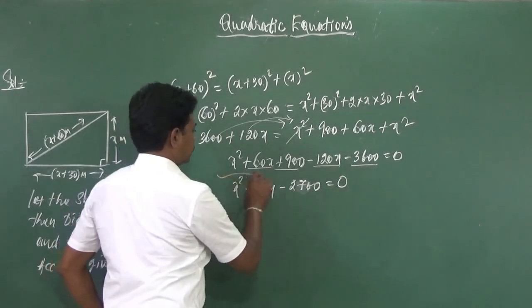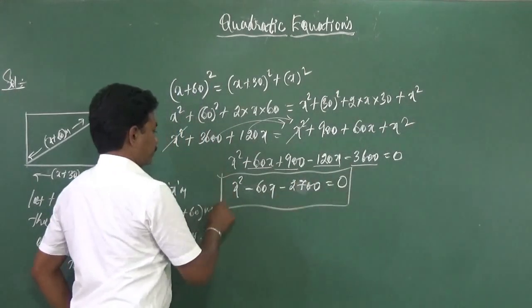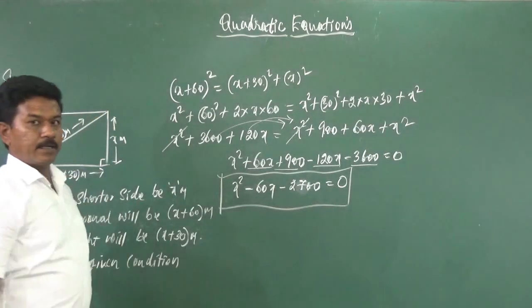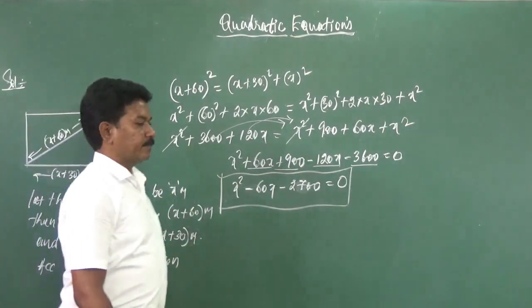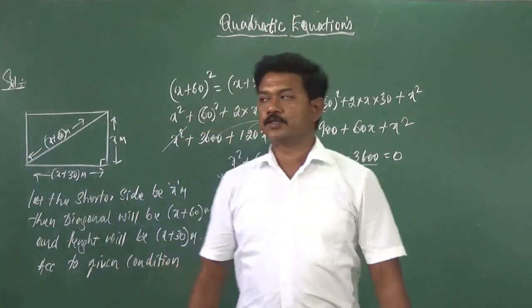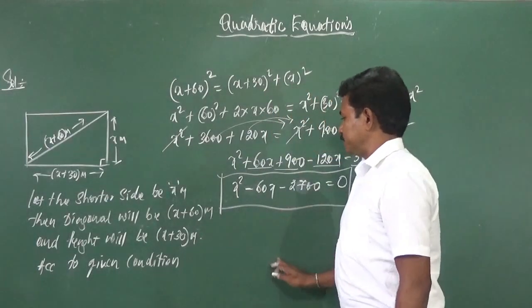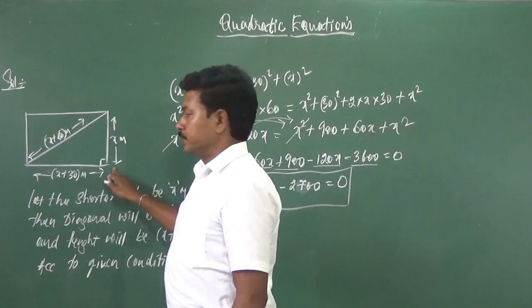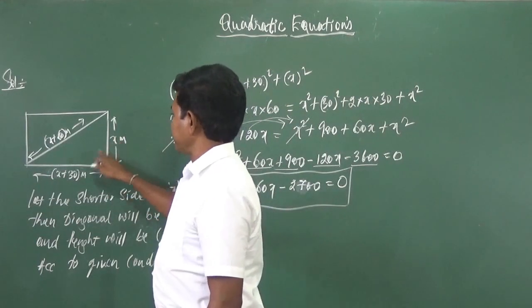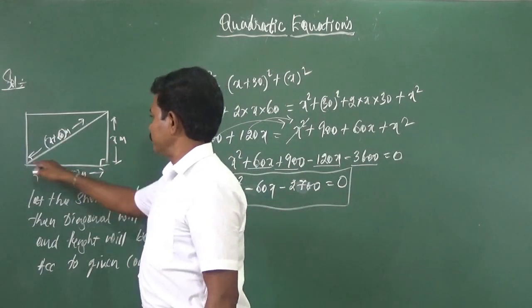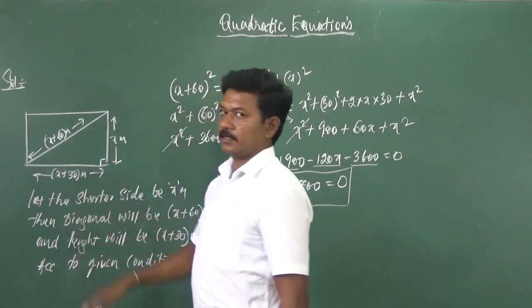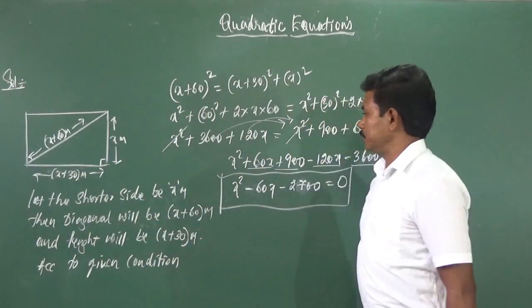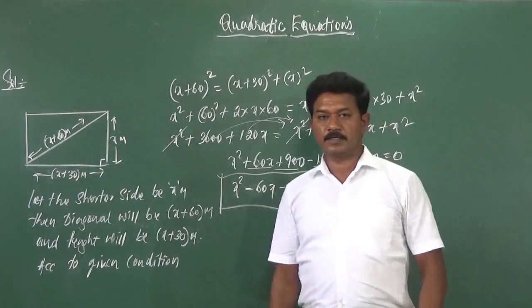So this is the required quadratic equation, where nothing is there to take out common. So you have to solve this by the method of factorization. Upon getting the value of x, you are going to get the value of the shortest side. When you add 30 to this value, you are going to get the length of the rectangular field. So this is how it will be for 3 marks. Very important.